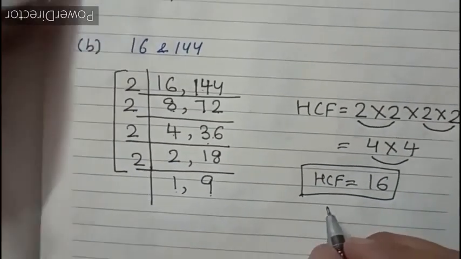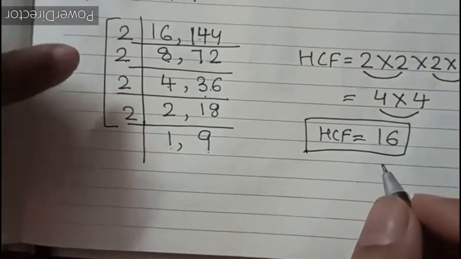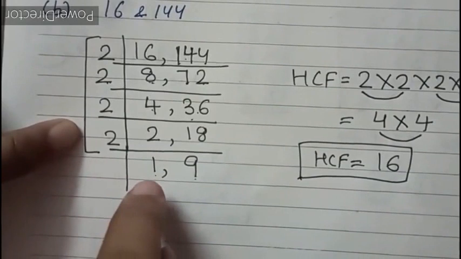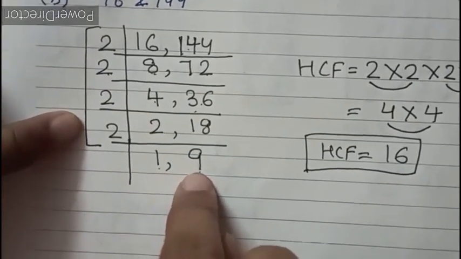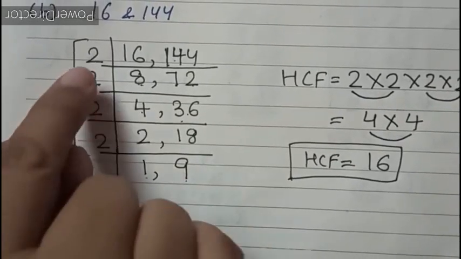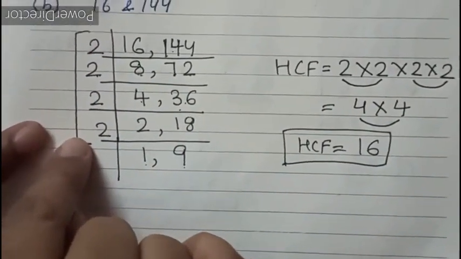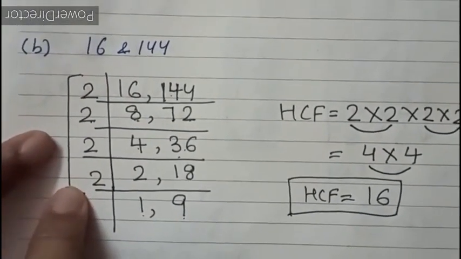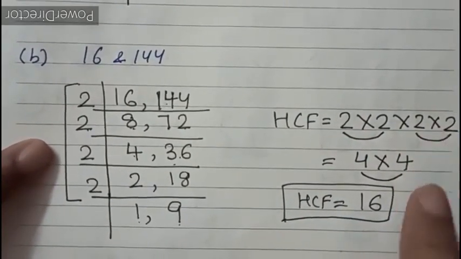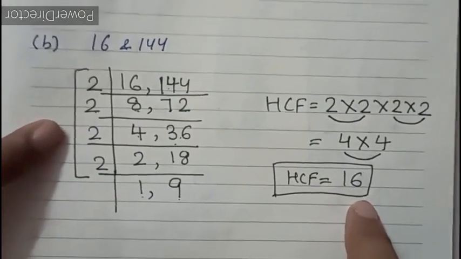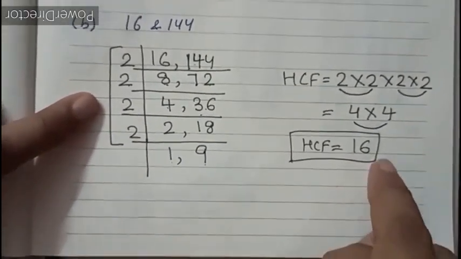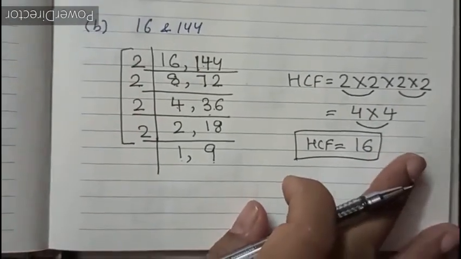So this is the short division method. You are dividing by the prime factors, and the moment you see that you are not able to divide both the numbers, you will stop. Common factors will automatically be listed on the left hand side. We will find the product of these common factors and we will get the HCF. The next method is the prime factorization method. Let's come to that.